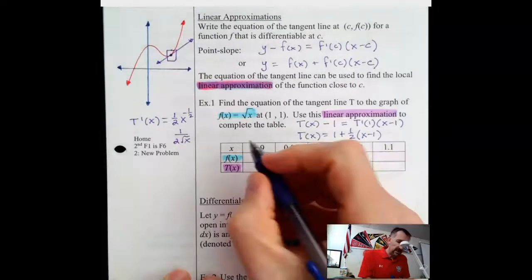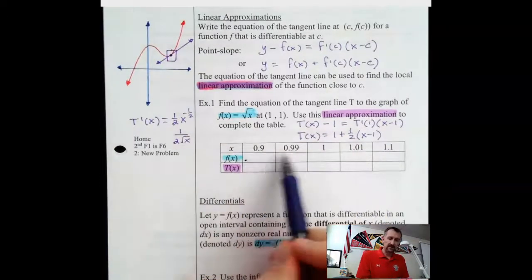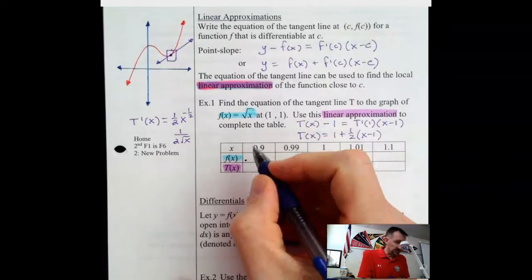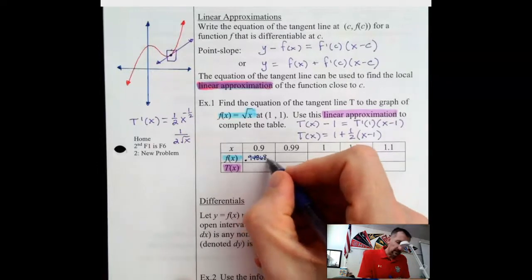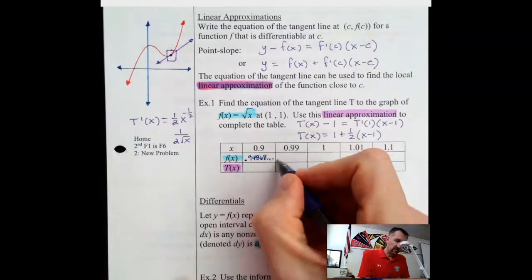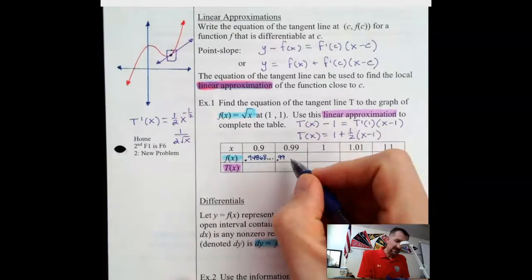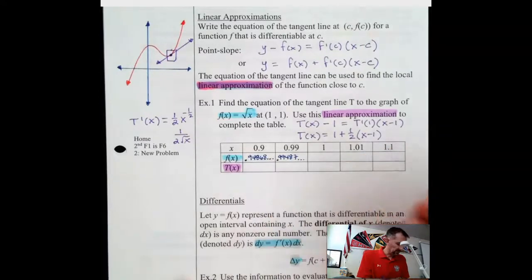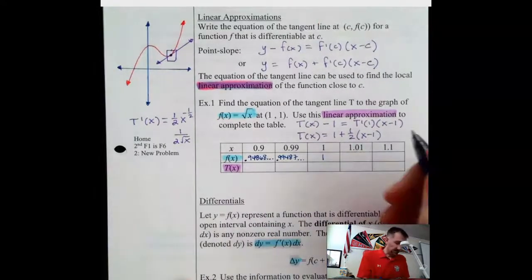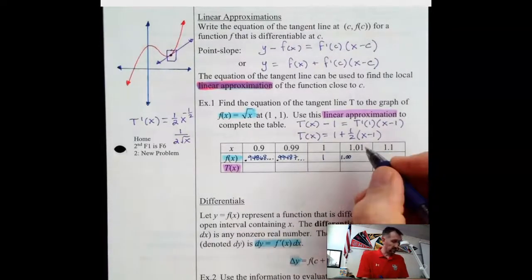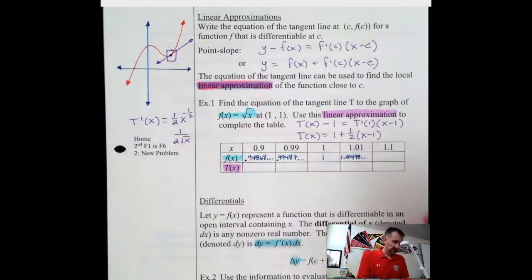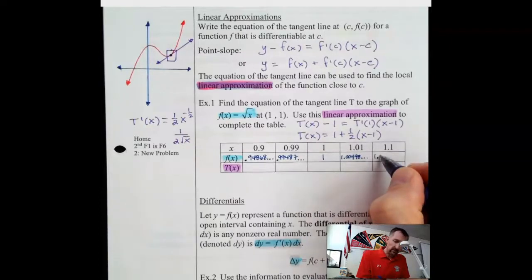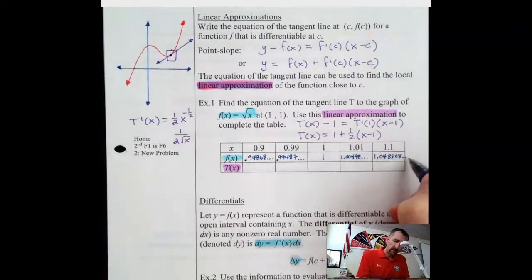Now, if we plug in the actual square root of x, and we typed these in our table and set that up, this would be 0.94868..., and this would be 0.99497..., and this would be 1, and this would be 1.00498, and this would be 1.048808. Okay.